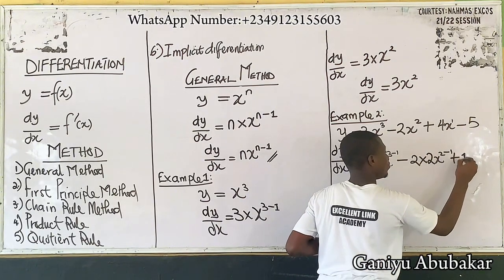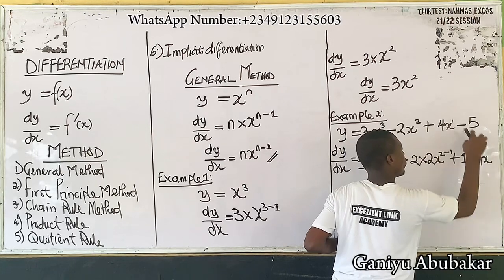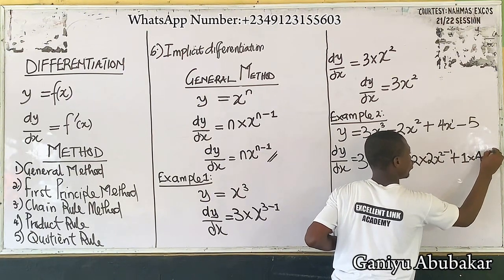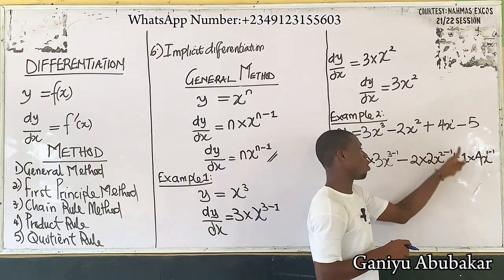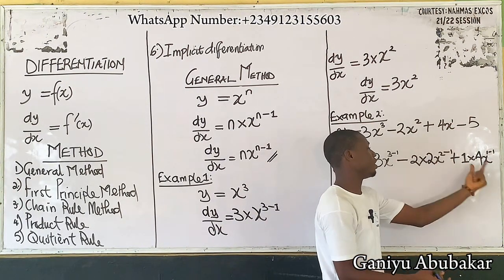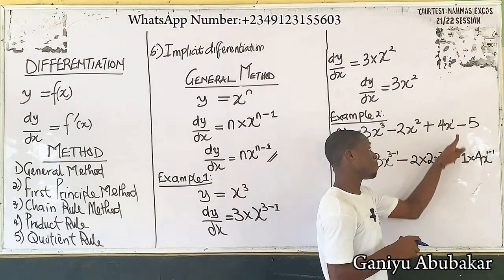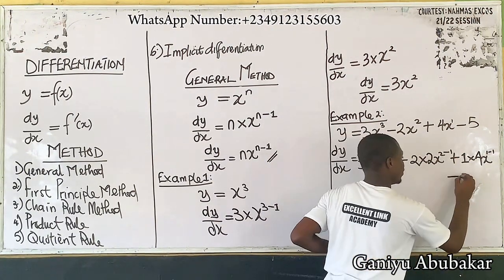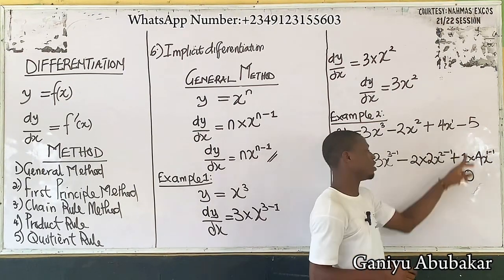That becomes 1 times everything here. 4x to power what? This is 1. Then we subtract 1 minus 1. So the power here is 1. It becomes 1 times what I'm having here. Then subtract 1 from the power. Finally, I can see minus 5. It becomes minus, this is 5, becomes 0. Why is 5 0?